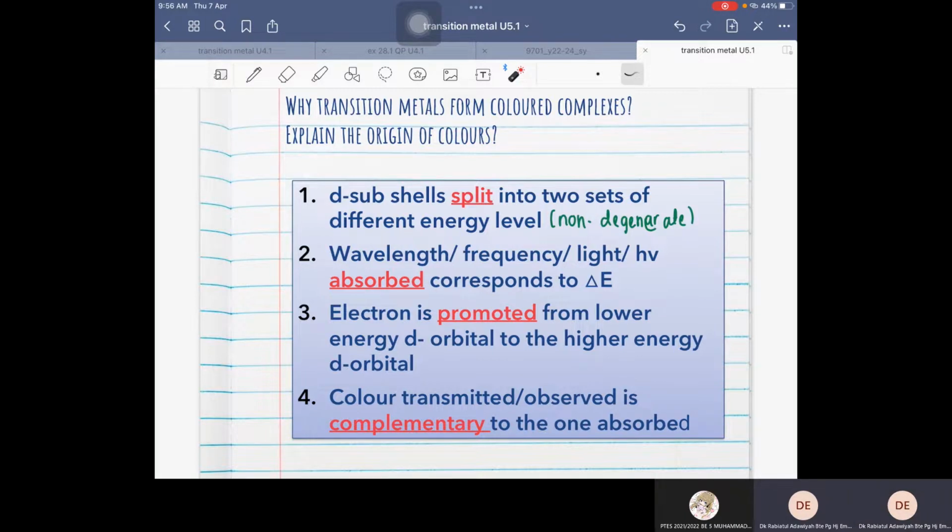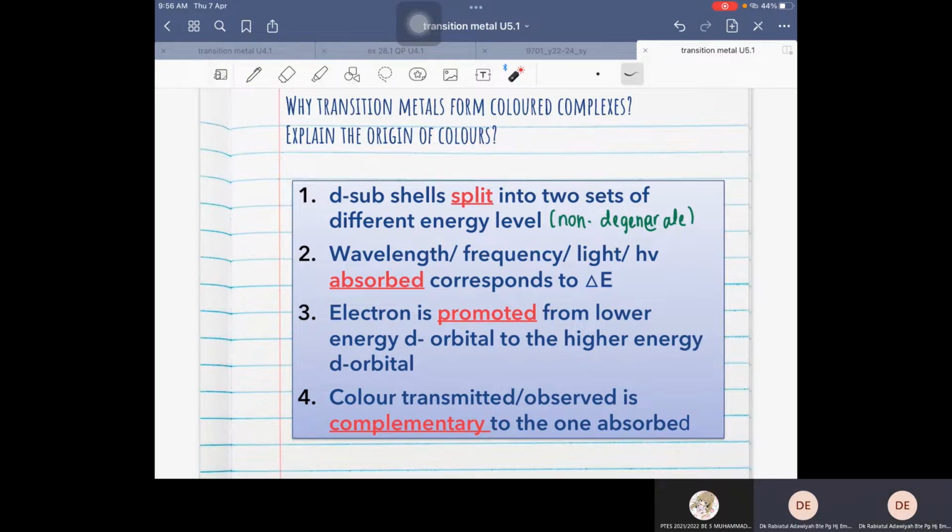Okay, so these are the explanations for complex ions that have colors. What about complex ions that are either colorless or white? Which one of these points is not happening in these colorless complex ions? We are going to look at that after this.